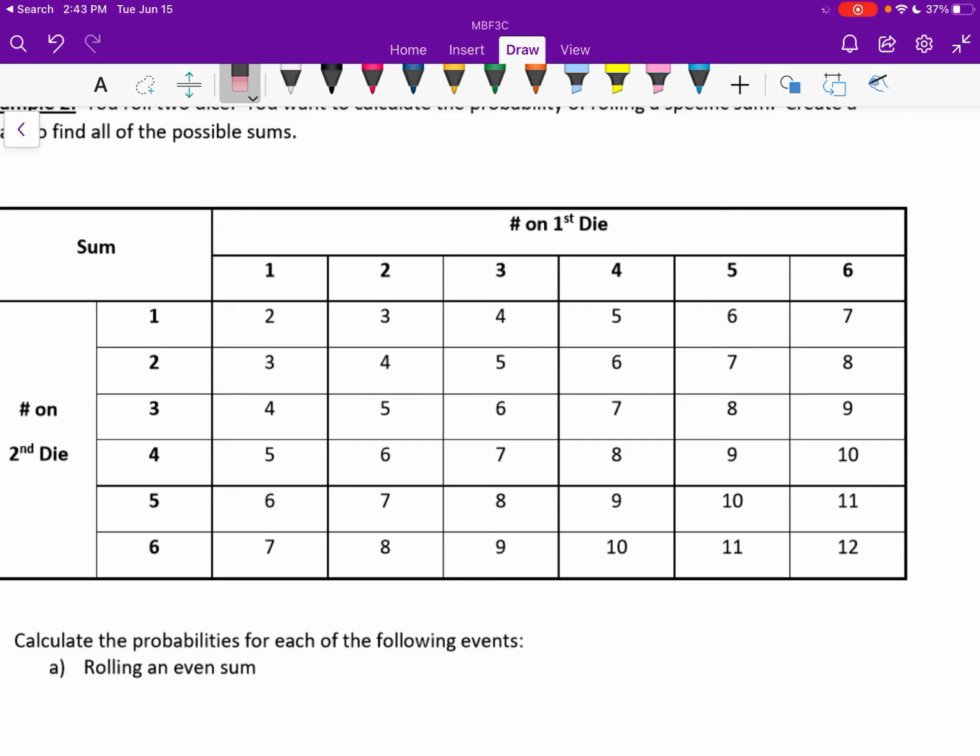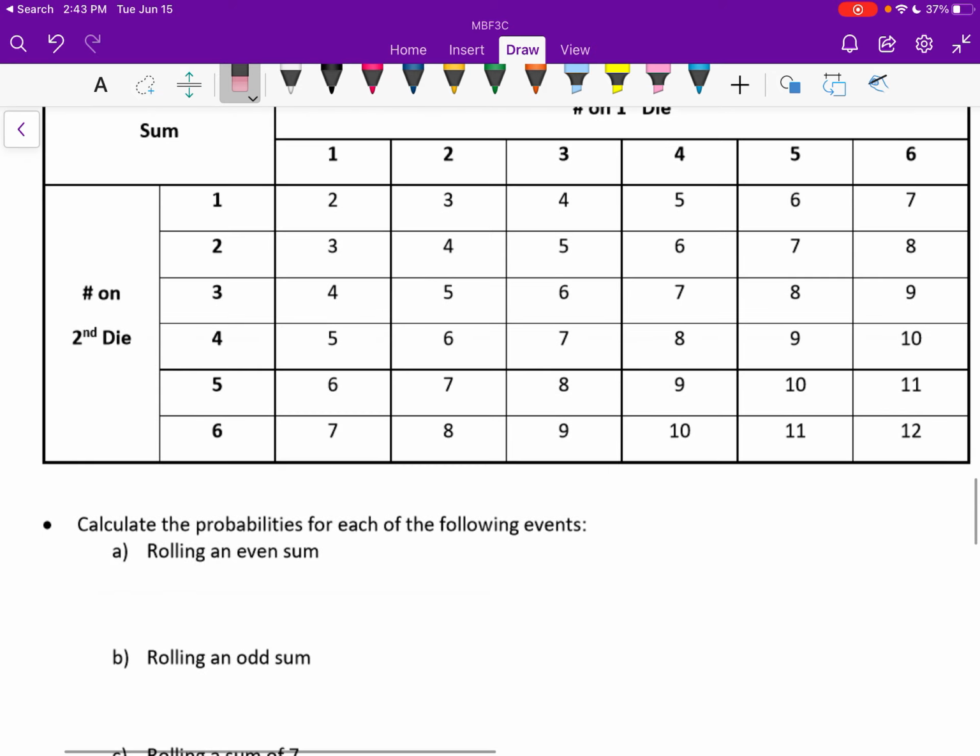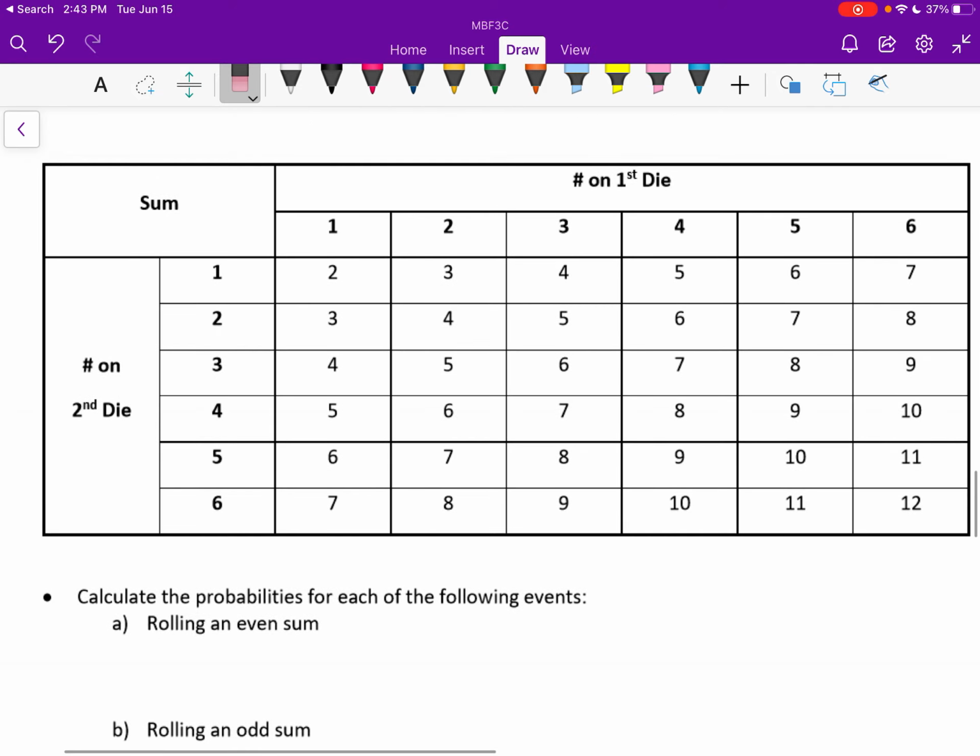I already did it for us, that is easy to use, right? So we created this chart to find the possible sums. Let's see what the possibility of rolling these sums are.